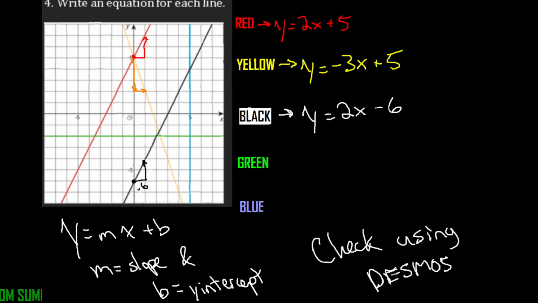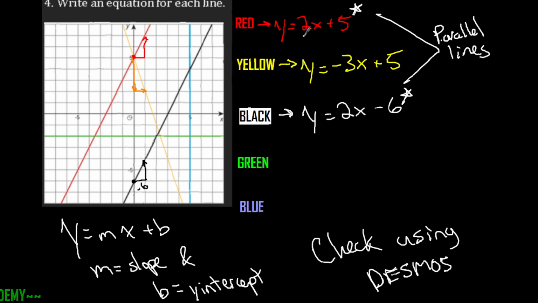Notice a key part I want to point out: the red line and the black line are both parallel. They are both parallel lines. That makes sense because their slopes are the same, and in the picture they do not intersect.